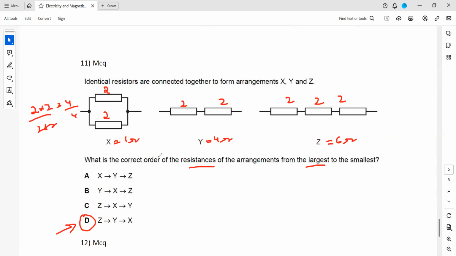Or a simple idea: when resistors are connected in series, the total resistance increases. When they are connected in parallel, the combined resistance decreases. So you can take any value. I took 2, you can take 5 or 10 for each of them. You will get the same answer. The final result will be different, but the order of X, Y, and Z will be the same. Is question 11 clear?